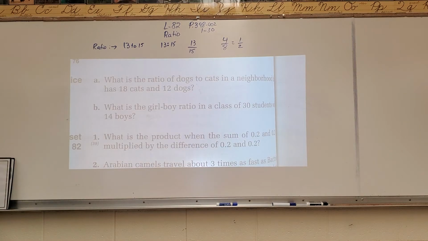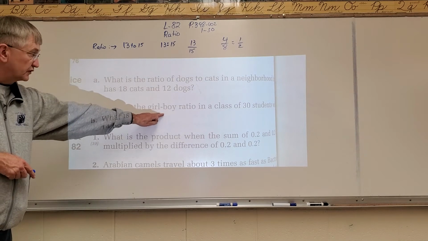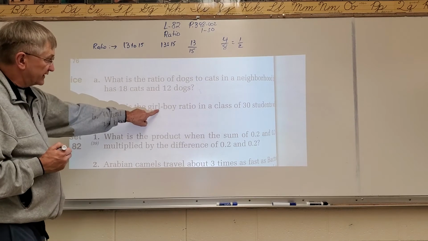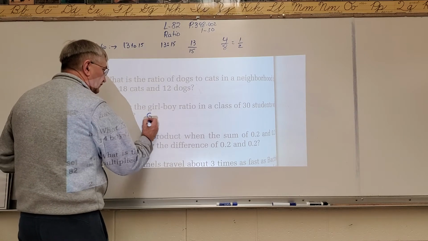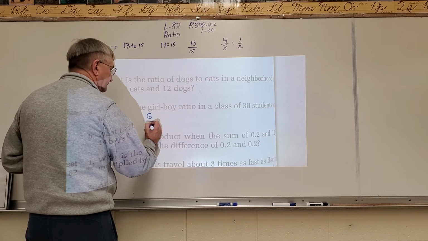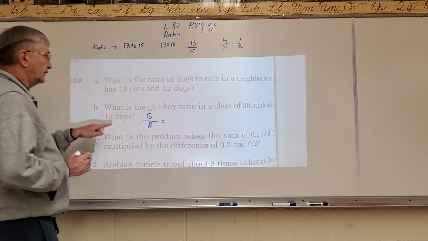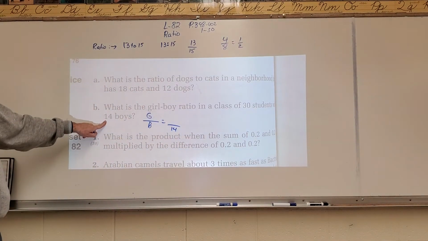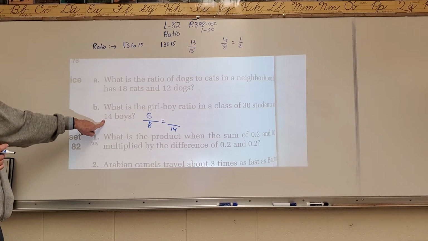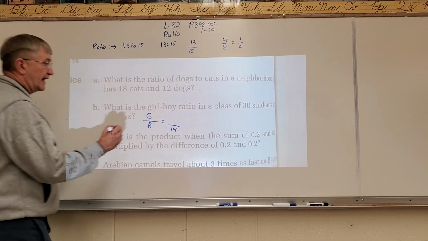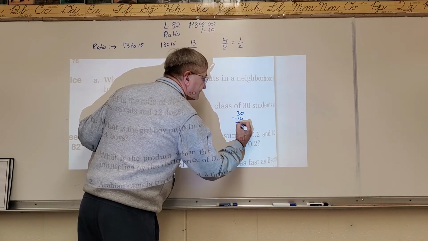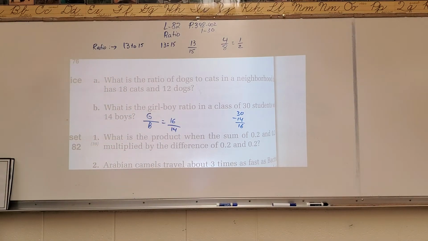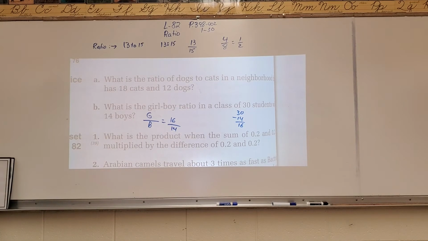It says on the last one, what is the girl-boy ratio in the class of 30 students with 14 boys? So we've got to set it up, girl-boy. G for girls, B for boys. All right, equals. Now we know there's 14 boys, so that's a given. If we subtract that out from the 30, 30 minus 14 gives me 16. So that means I have girls of 16. All right, so I have a ratio of 16 to 14 of girls to boys.